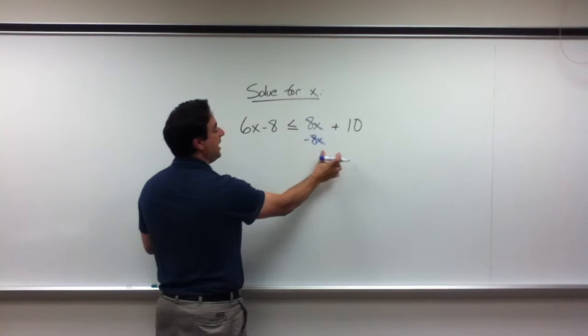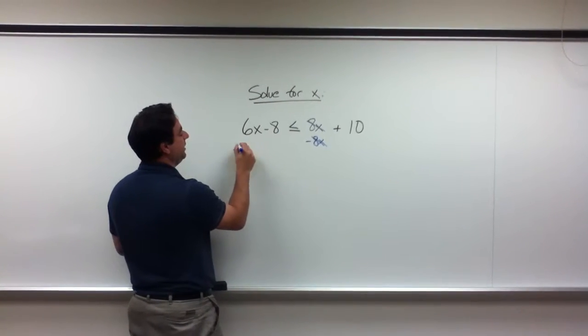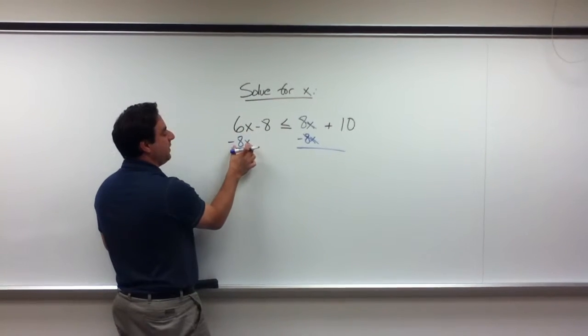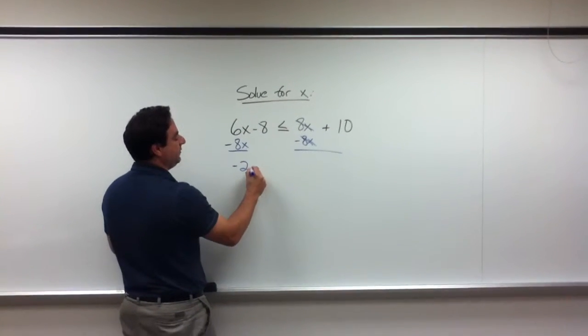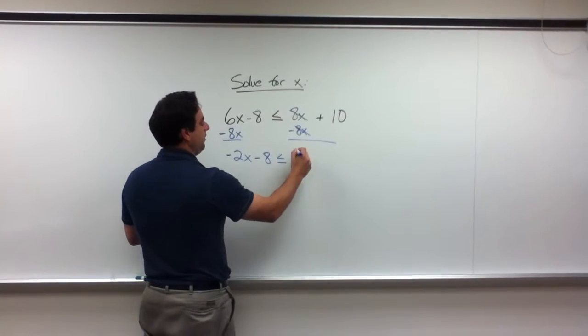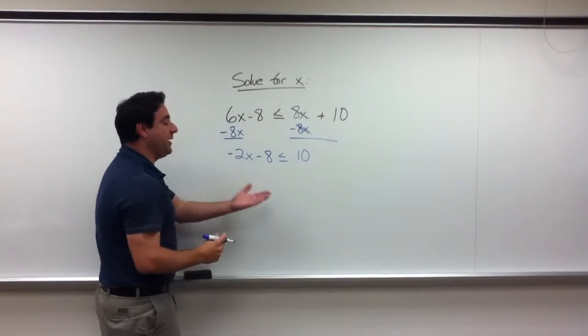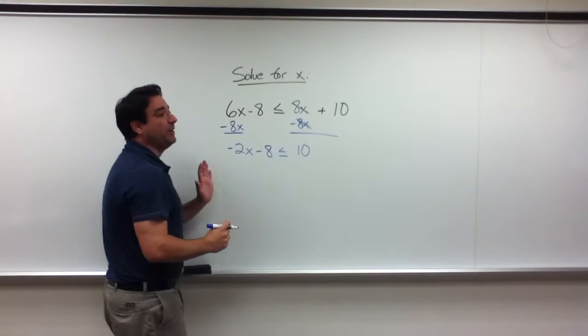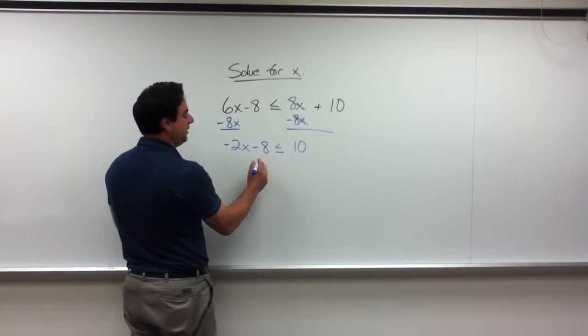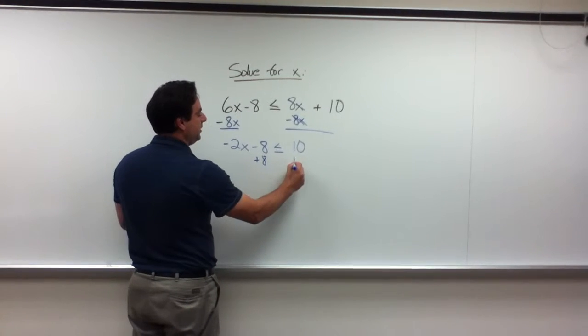But if I do it on the right side, I'm going to have to do it on the left side. So I subtract 8x. 6x minus 8x is negative 2x, and we're going to bring everything down. Okay? So we have the variables on one side. Now we want the numbers on the other side. So to get rid of negative 8, we're going to add 8 to both sides.